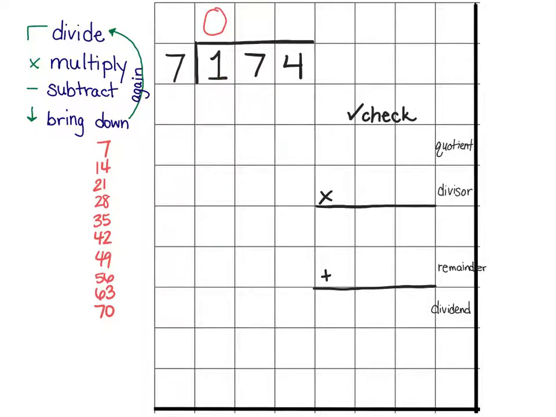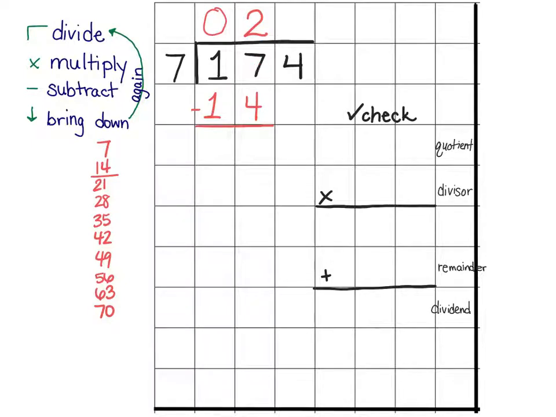So now we have 17. 17 would be right about here on our list. So we can see that that is 2 groups of 7. So we write 2 above the 7. Now, after we divide, we multiply. 2 times 7 is 14. Then after we multiply, we subtract. 17 minus 14.